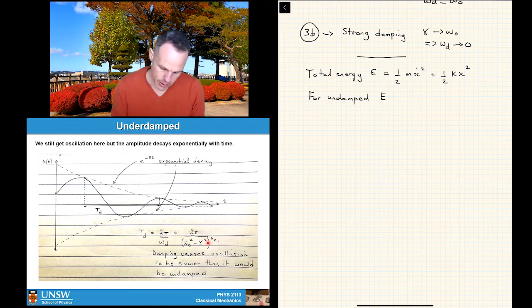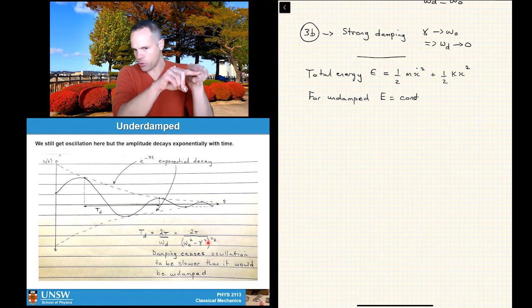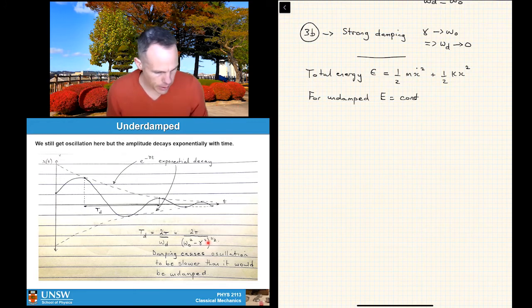For an undamped oscillator, our total energy in the system is constant, right? And we had this yesterday. We drew graphs where we had E as a function of position, or E as a function of time, and they're completely flat and linear, okay? What we have in a damped oscillator system is clearly the energy is changing, right?